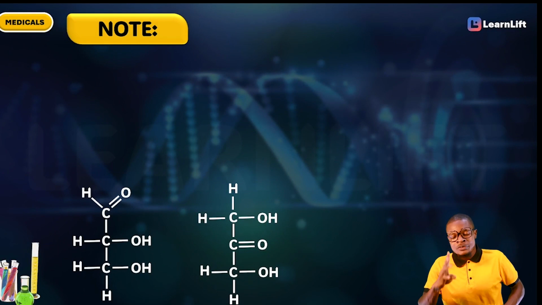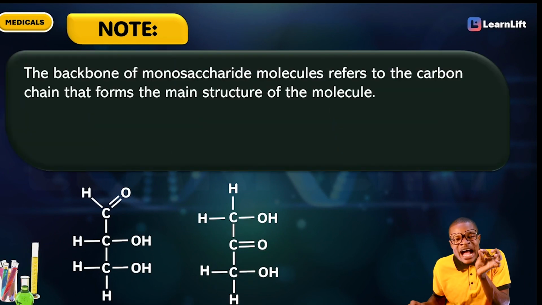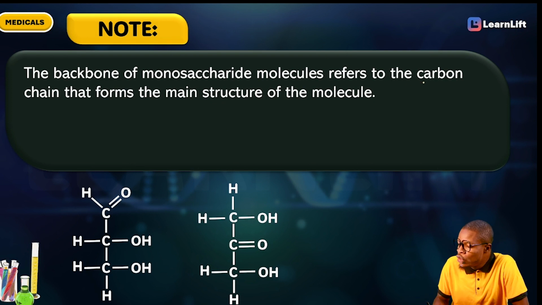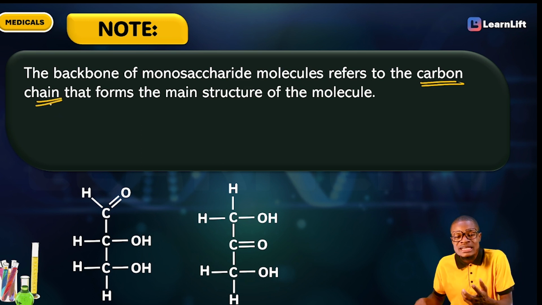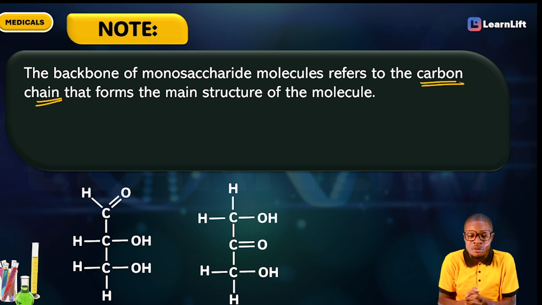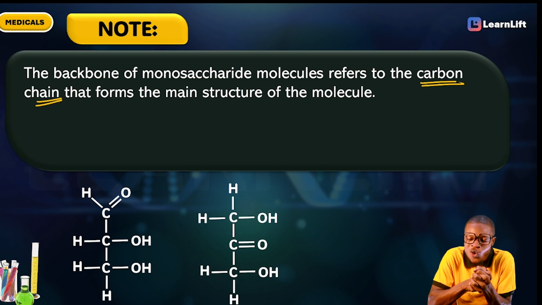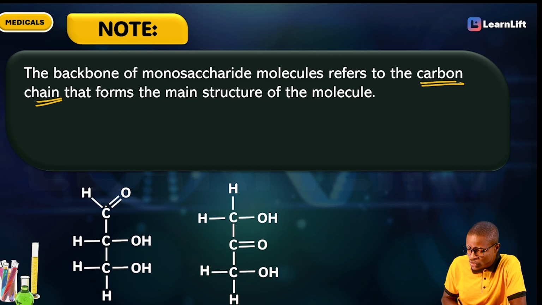Now, let me show you something. 3 things that you should note very quickly. Number 1, let me start. The first thing is this: the backbone of monosaccharide molecules is a carbon chain. So you can't have monosaccharide molecules if there are no carbon chains. That's why we said that the backbone of monosaccharide molecules is nothing but carbon chains. And these carbon chains form the main structure of these molecules. You can see very quickly here in this structure: your carbon, your carbon, your carbon, your carbon, your carbon, your carbon.